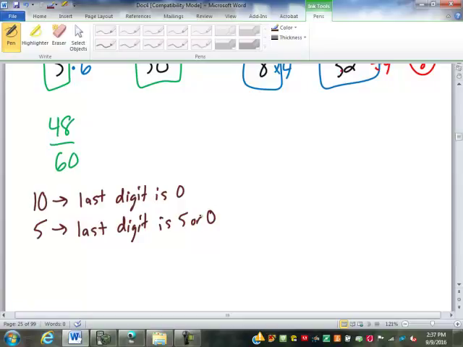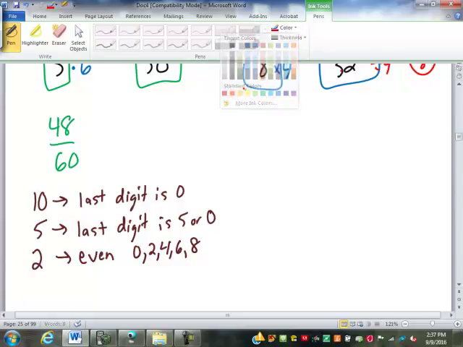Now, I usually skip down then from here to 2. The reason I do 2 is 2s are easier to find. How can I tell if something is divisible by 2? It's even. Very good. The last digit's even. In other words, it's 0, 2, 4, 6, or 8 in the last digit. Both 48 and 60 are divisible by 2. So I know I can do that.